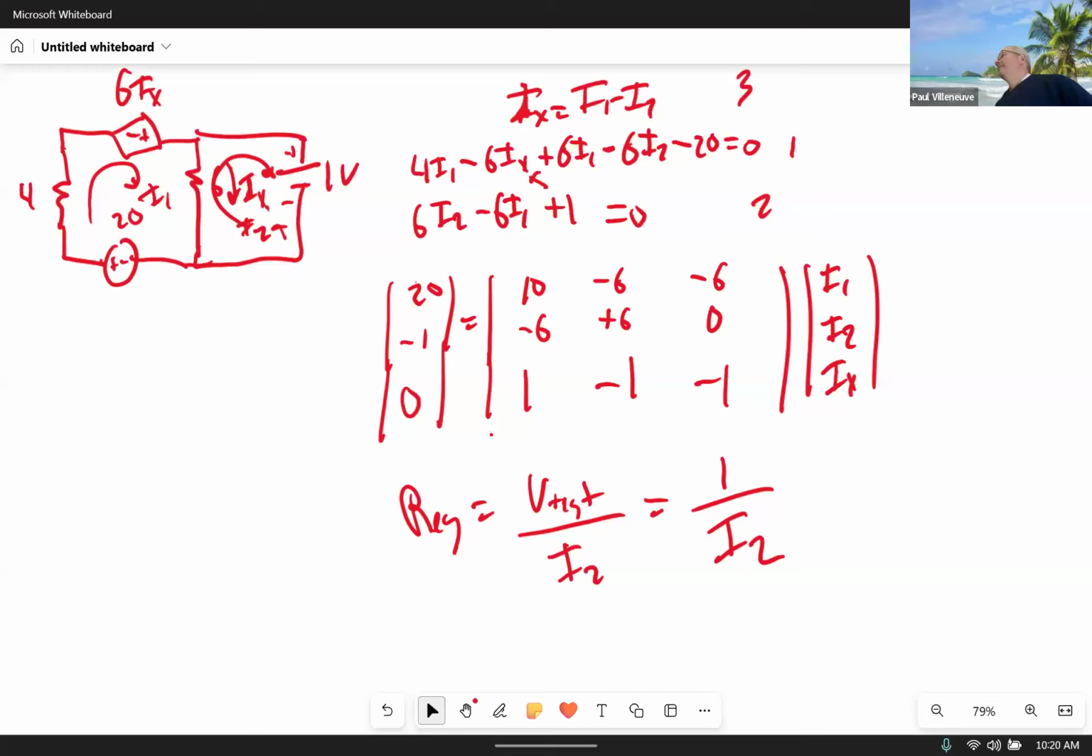So how come the test source doesn't introduce any extra current? It does. But why do I care? I'm looking for an equivalent resistance as seen by the outside world. So if I have a 1 volt source and it's drawing current, that's the equivalent resistance seen by the outside world. That actually isn't used to calculate V Thevenin or I Norton, is it? I didn't put that 1 volt source in until I was calculating my R equivalent. So I didn't put it in there to solve for V Thevenin or I Norton. I just did it to solve for the equivalent resistance.